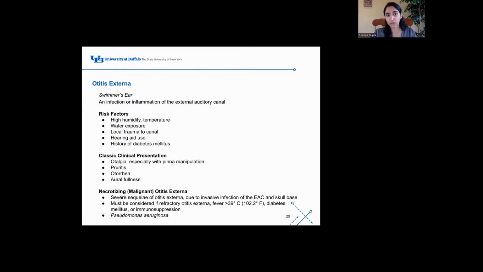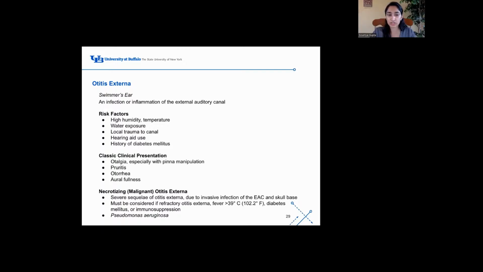Risk factors include high humidity, temperature, water exposure, so it's often seen in swimmers, local trauma to the canal, hearing aid use, and history of diabetes mellitus. Classically, there is otalgia, especially as they move their pinna and try to put in something like earplugs or the hearing aid. It starts off with pruritus usually, and there can possibly be otorrhea and aural fullness.